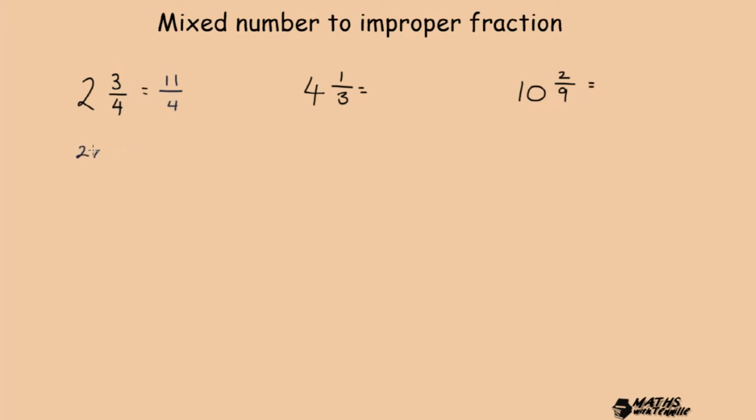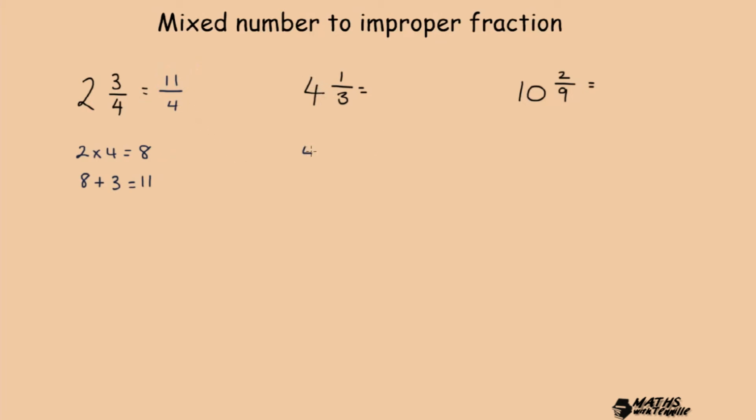So we'll show that working out. 2 pizzas, 4 slices each, that's 8. And 8 plus the extra 3 slices gives us 11. So the 11 becomes our numerator and the denominator stays the same.